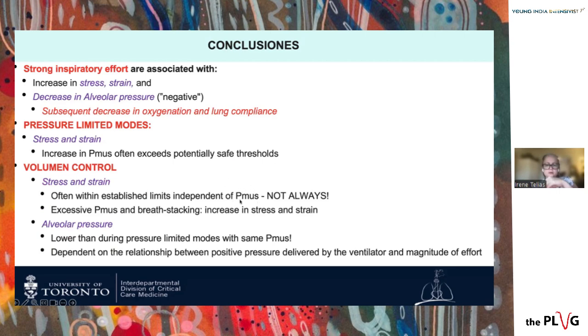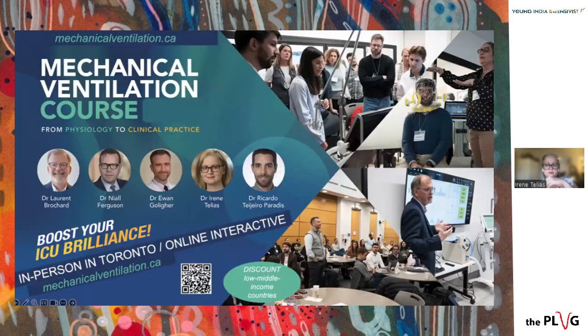The stress and strain is often within the established limits, okay? But not always. If the effort is excessive, then some ventilators open the valve and they will give you more volume and more stress and strain. When there is breath stacking, of course, there is more volume. Regarding alveolar pressure, with the same volume, if you get an effort, you get lower alveolar pressure on volume control. And this is dependent on the relationship between how much positive pressure the ventilator gives versus negative pressure. And with this, I finish.